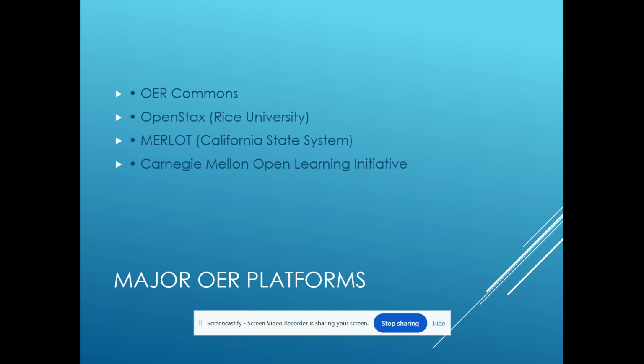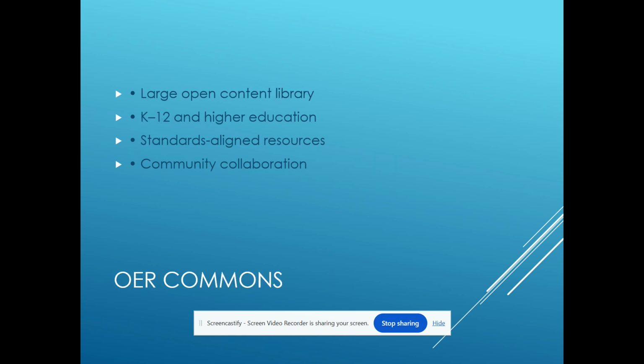OpenStax, developed by Rice University, offers free peer reviewed textbooks commonly used in college level math, science, and social studies courses. MERLOT, supported by the California State University System, curates faculty reviewed learning objects, and it focuses on data driven courses with embedded assessments and feedback.